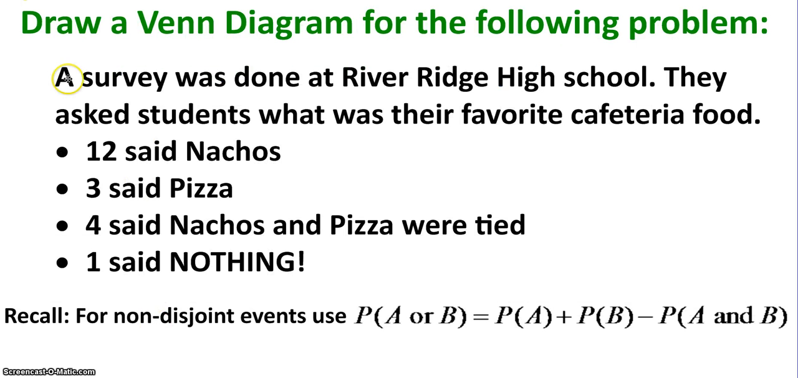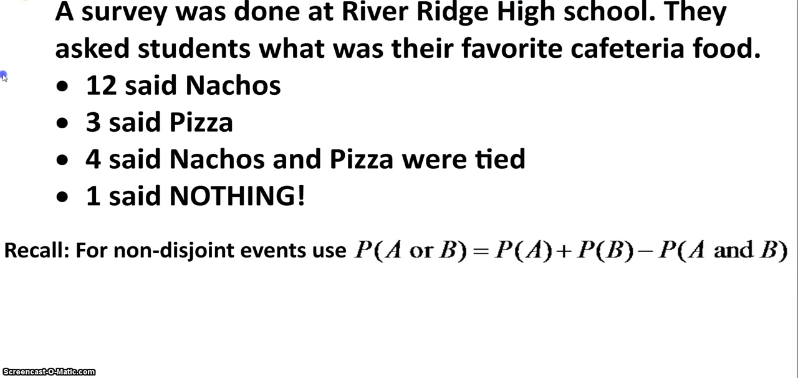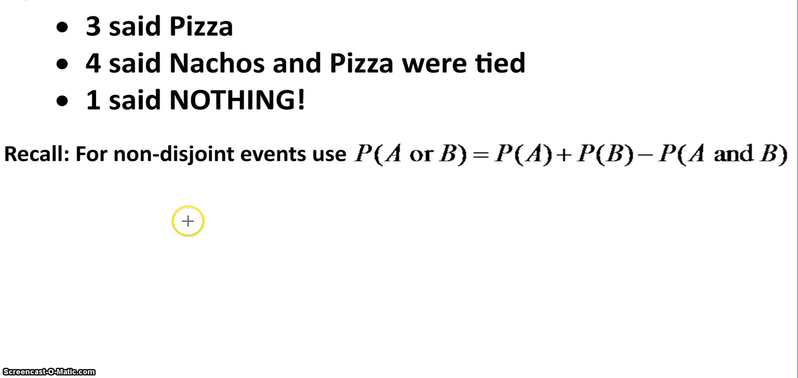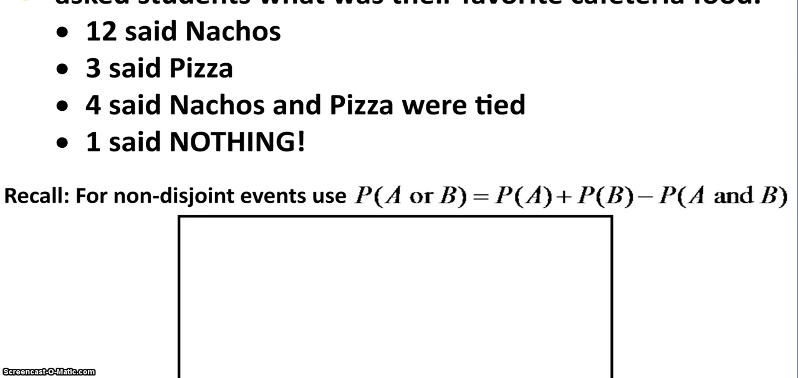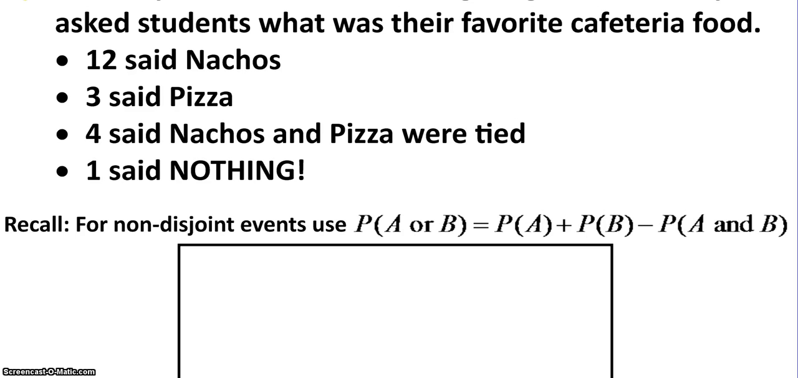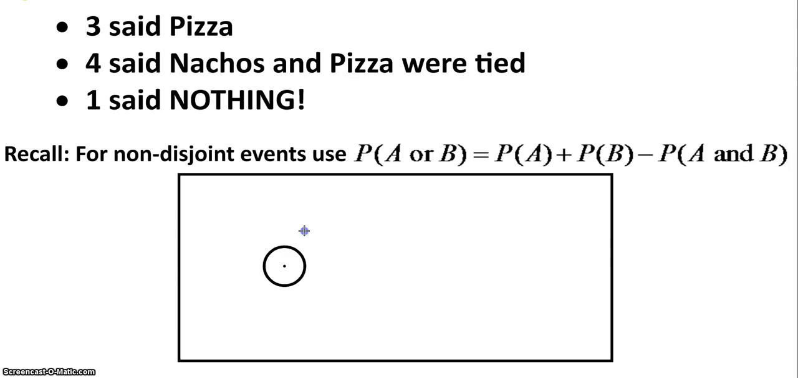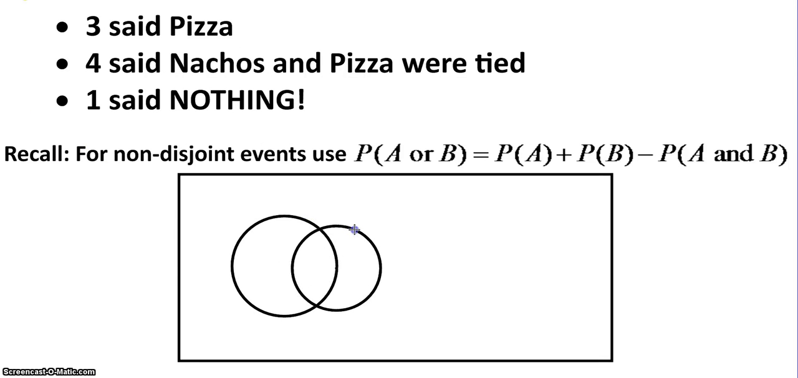All right, here we're going to work on an example problem where we draw a Venn diagram for the following survey. The first thing you need to do when you have a Venn diagram is create a box for your sample space. These are going to be all the students polled. The problem says they were asked their favorite cafeteria food, nachos or pizza. Nachos and pizza were tied, so there would be an overlap there. That means these are not mutually exclusive. So we will have pizza and we will have nachos.